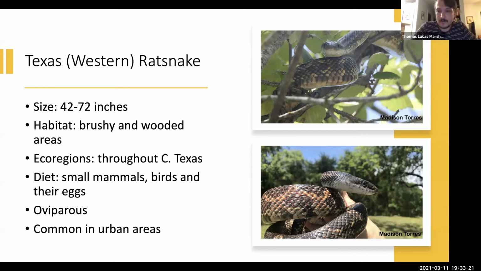But they're good snakes to have around because their preferred prey are rodents, and they help provide a service of rodent control. They're one of the snakes that do that the best for us. They will also eat birds and their eggs. Some people who raise chickens have some issues with them because they can invade chicken coops and eat chicken eggs. But overall, they're a beneficial snake. They're found all throughout Central Texas in brushy and wooded areas primarily.